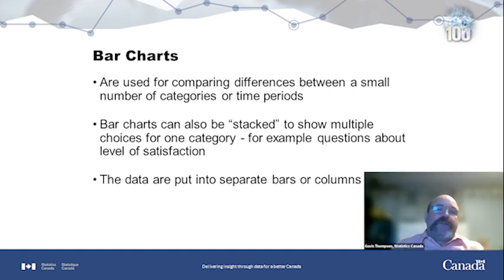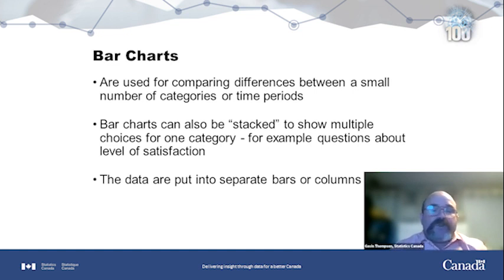So with our bar charts, these are used for comparing differences between a small number of categories or a small number of time periods. So here we have just 4 time periods. It works quite well. There's only a total of 12 bars here. So this is sort of under control. It works very well. It's very visually appealing, I think.